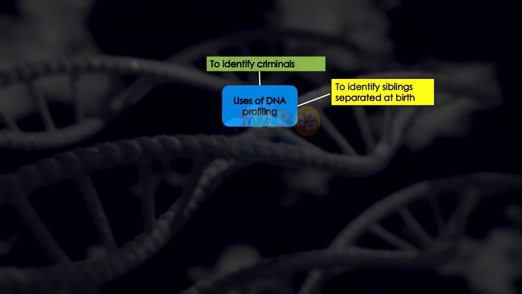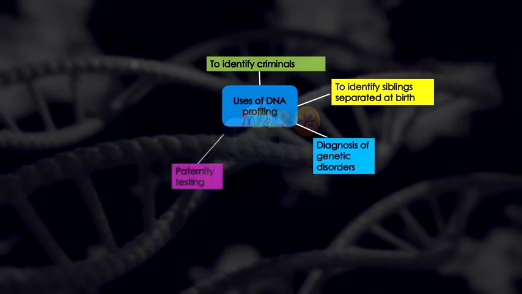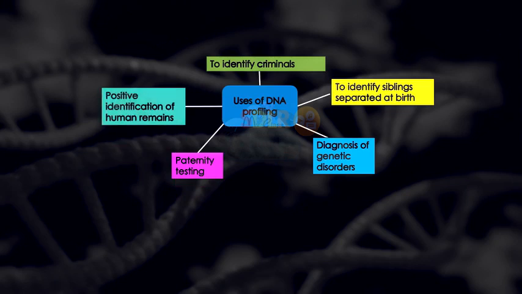Uses of DNA profiling. Firstly, like we have done in the previous slide, it's used to identify criminals. Secondly, if siblings are lost at birth or separated, you are able to identify the siblings. In order to diagnose genetic disorders, paternity testing may be used in families to identify the father. And also, to use human remains at an accident scene or at a site to provide positive identification, to identify human remains.